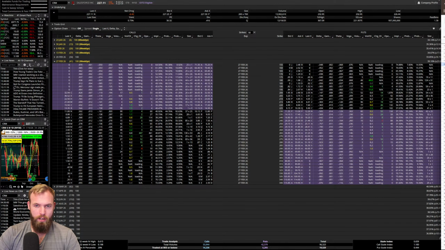Now I'm going to plot the delta. So the 230 is a 0.51. And I'm going to use the out of the money option. So it's a 0.5. Then the 235 is a 0.42. 240 is a 0.37. 245 is a 0.31. And then a 0.28. And then a 0.22. Then the other direction, we got a 0.43, 0.36, 0.3, 0.24, 0.19.